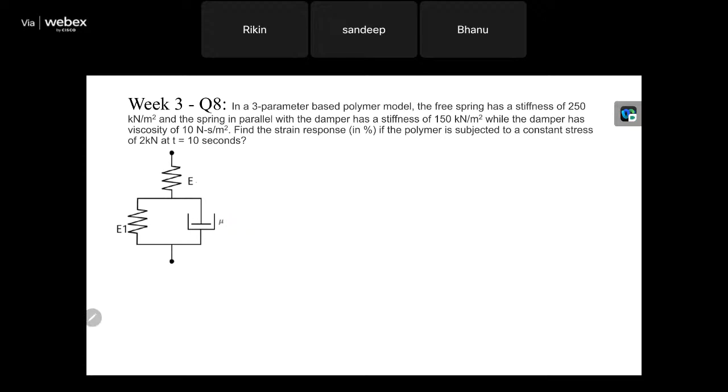Now, in this, you have to recognize that basically this diagram is the 3-parameter model, and the free spring has a stiffness of 250. So basically, the value of E is 250, and the spring in parallel with the damper, which is this E1, the value of E1 is 150, and the damper viscosity is given as 10. Now you have to find the strain response of this polymer, which is subjected to a constant stress of 2 kilonewton. So basically, this is also a condition of a creep load.